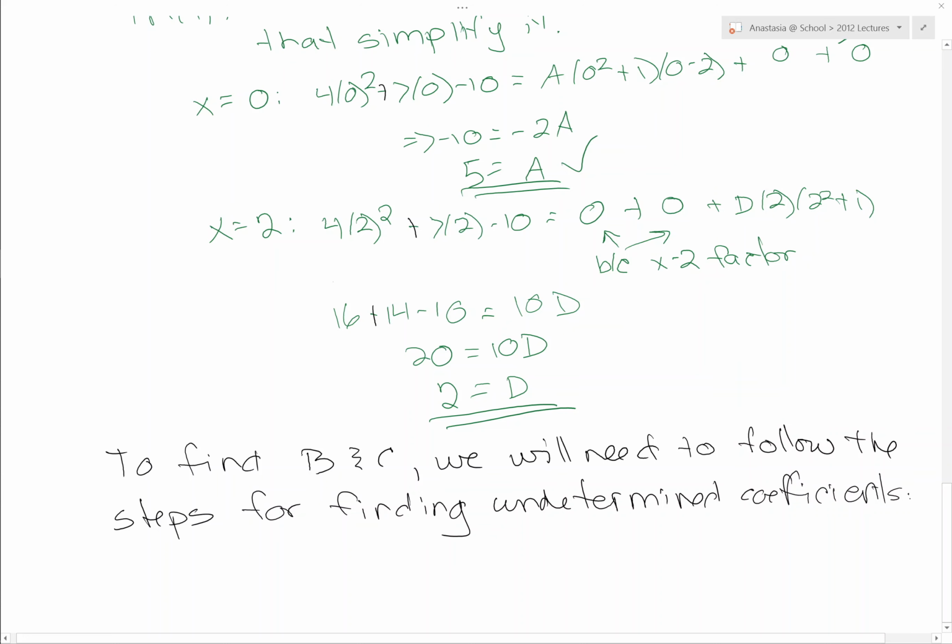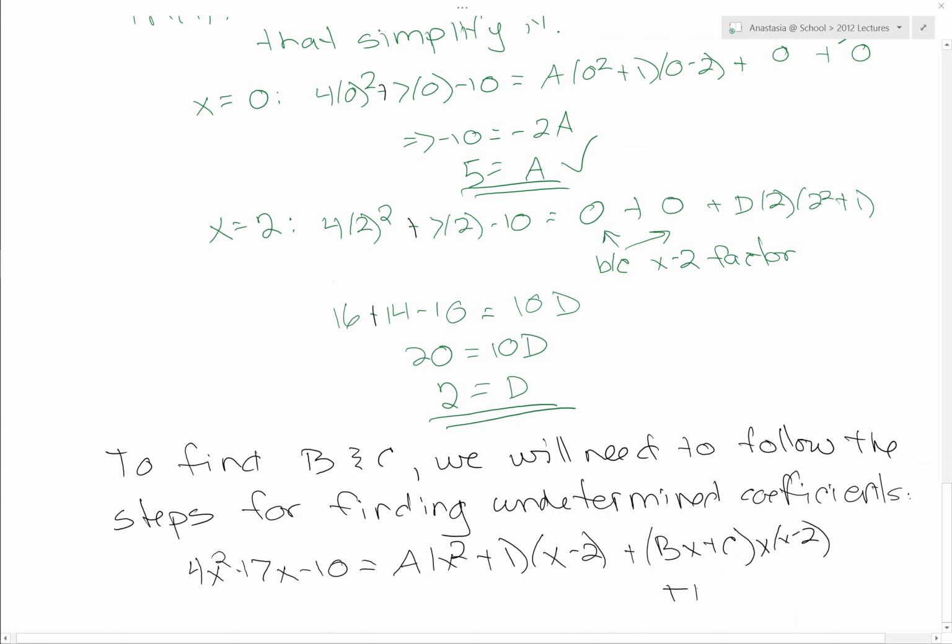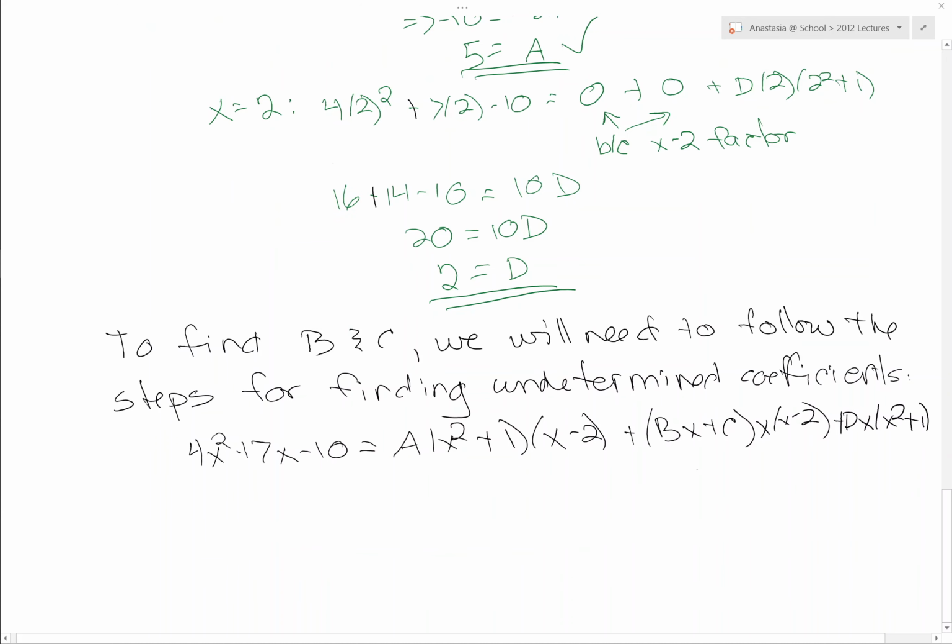So this means I am going to go back to 4x squared plus 7x minus 10 equals a times x squared plus 1 times x minus 2 plus bx plus c times x minus 2. I'm running out of room here, sorry about that, plus, actually let me squeeze it in, plus dx times x squared plus 1. So now from here we need to distribute everything, combine our like terms, and set up our system of equations.